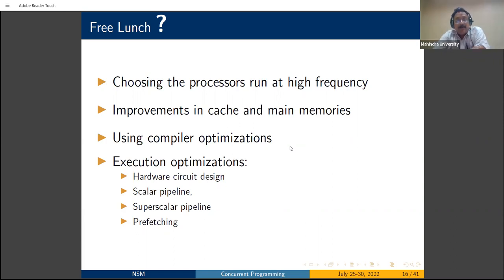Next one, execution optimization. Execution optimization means that whatever it may be, that particular piece of code should be executed on hardware. Hardware means the ALU circuits which are there in the ALU.